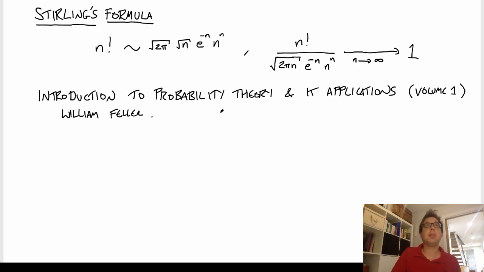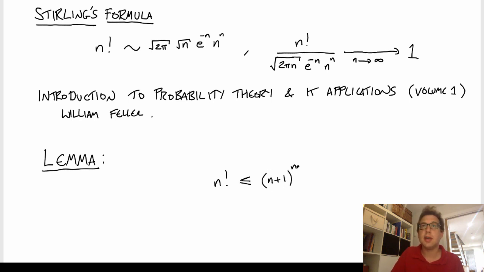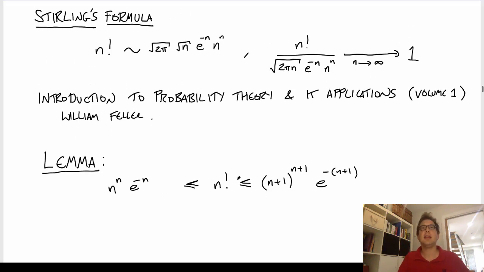But I'm going to prove something a little bit weaker than that, just to convince you why something like this might be true. What I'm going to show is that n factorial is less than n plus 1 to the power of n plus 1, e to the minus n plus 1, and it's bigger than n to the power of n, e to the minus n. So we're sandwiching it between this term and the next term on. You can see from that we're at least in the right sort of range when we're looking at n to the power of n e to the minus n.